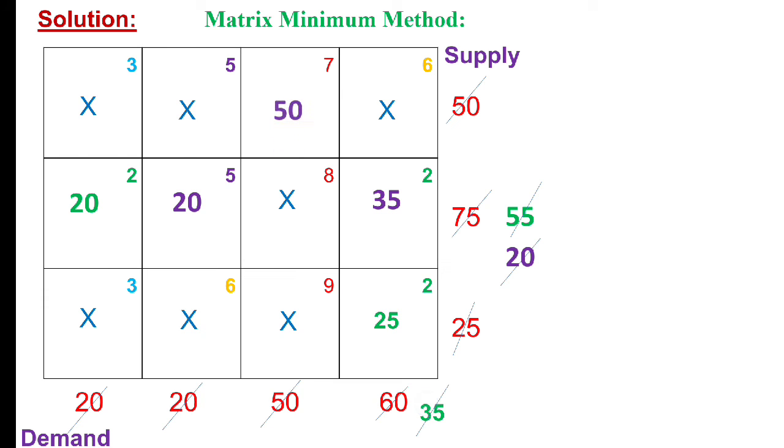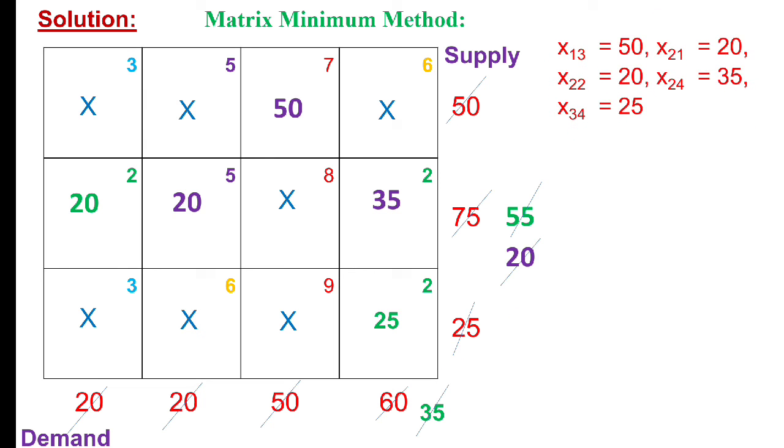First row third column 50, second row first column will be allocated 20, second row second column allocated 20, second row fourth column allocated 35, and then third row fourth column 25. You need to see that the given values in the problem and the allocated values, both row wise and column wise, must all be tallied. The total, if you add, will be equal.